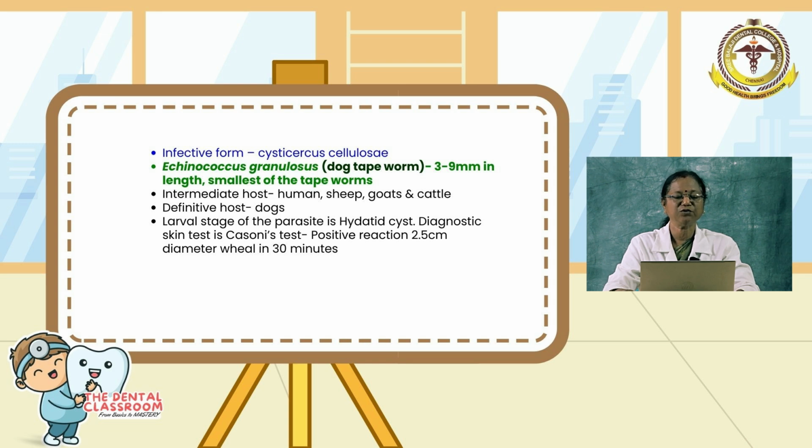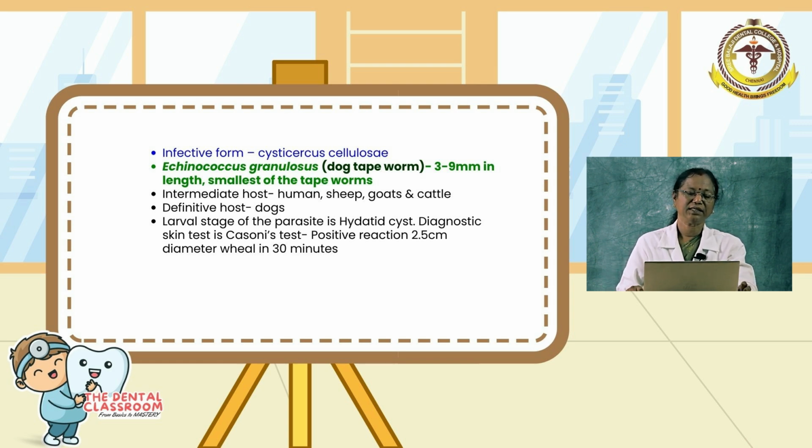The next is Echinococcus granulosus, which is referred to as the dog tapeworm. This is about 3 to 9 millimeters in length, and this is the smallest tapeworm. Of all the tapeworms, this is the smallest. The intermediate hosts of this particular worm are human, sheep, goat, and cattle, while the definitive hosts are dogs. The larval stage of this parasite is the hydatid cyst.